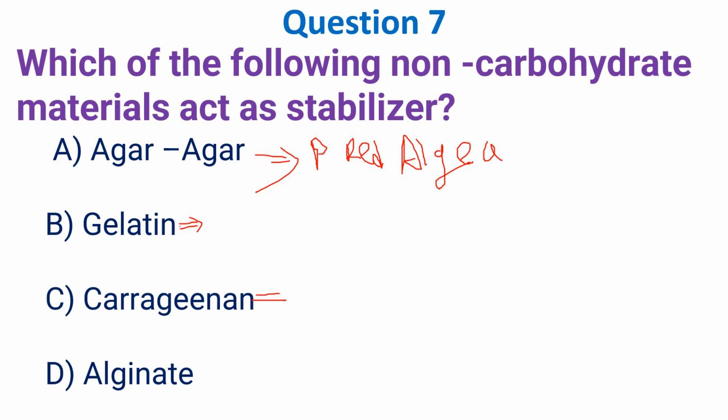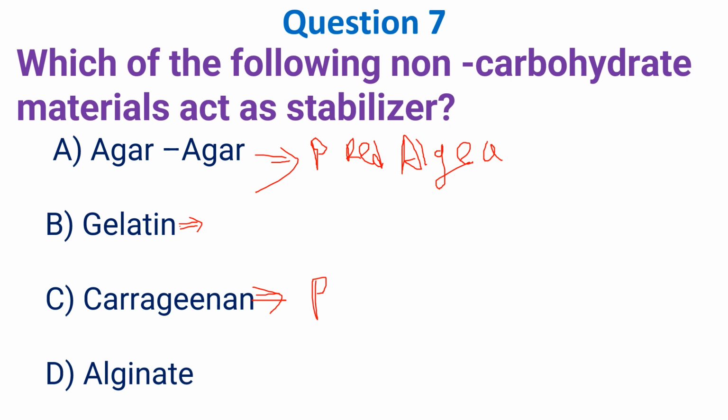Move to the carrageenan. Carrageenan is also a polysaccharide. It is obtained from red edible seaweed. Carrageenan has three types: kappa carrageenan, iota carrageenan, and lambda carrageenan. This is the three types of carrageenan. Carrageenan is mainly used in dairy and meat products due to its strong binding of food protein. This is the use of carrageenan.